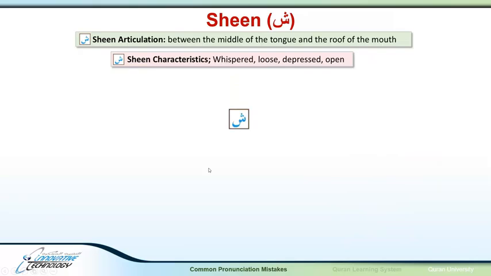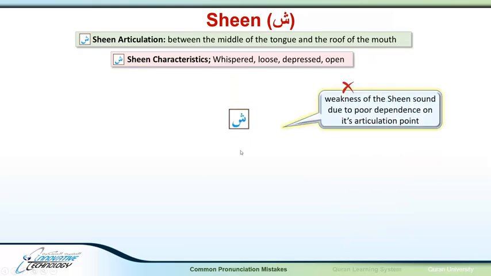And we'll start with the common mistakes of the sheen. The first one is weakening the sheen sound due to poor dependence on its articulation point. Let's give an example.